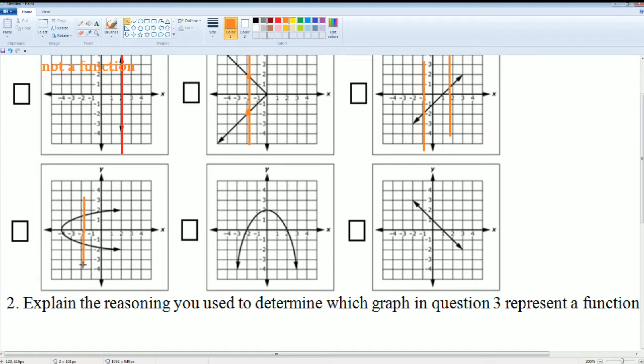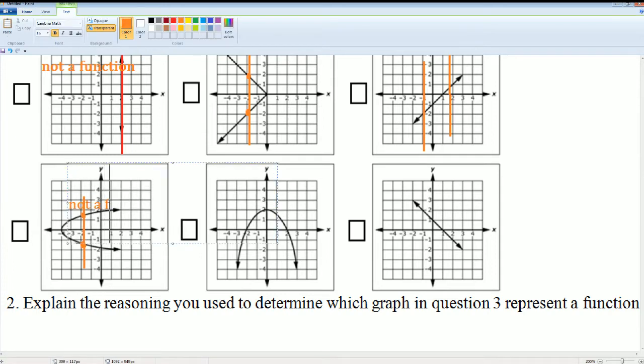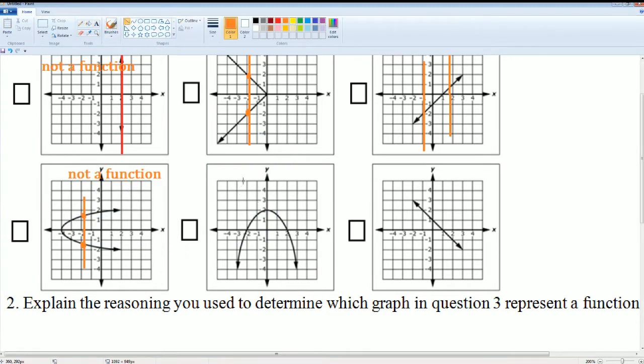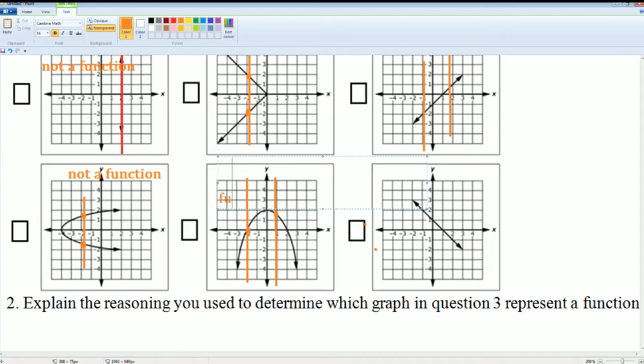Draw a line straight down. How many points did that cross? One here, one here. Therefore, we write this one is not a function. What about here? Draw a line straight down. One here, one here. Perfect, it only crosses once. So we would say this is a function.